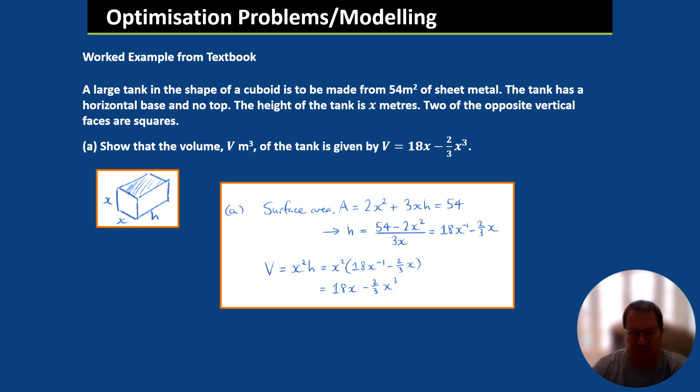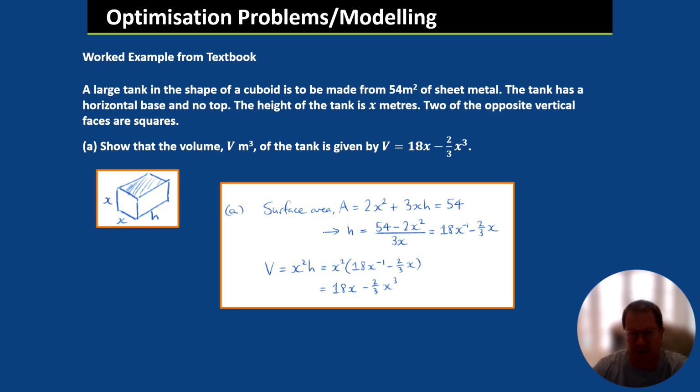We are going to look at several worked examples, starting with this one from the textbook. A large tank in the shape of a cuboid is to be made from 54 metres squared of sheet metal. The tank has a horizontal base, but no top. The height of the tank is x metres. Two of the opposite vertical faces are squares. Part A, show that the volume, V metres cubed of the tank, is given by V equals 18x minus 2/3 of x cubed. So firstly, we have this constraint.